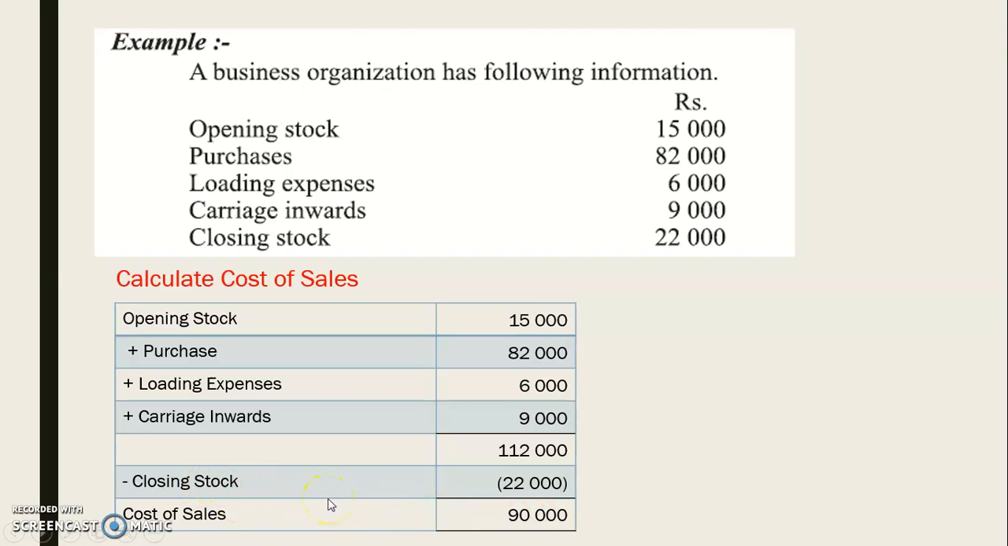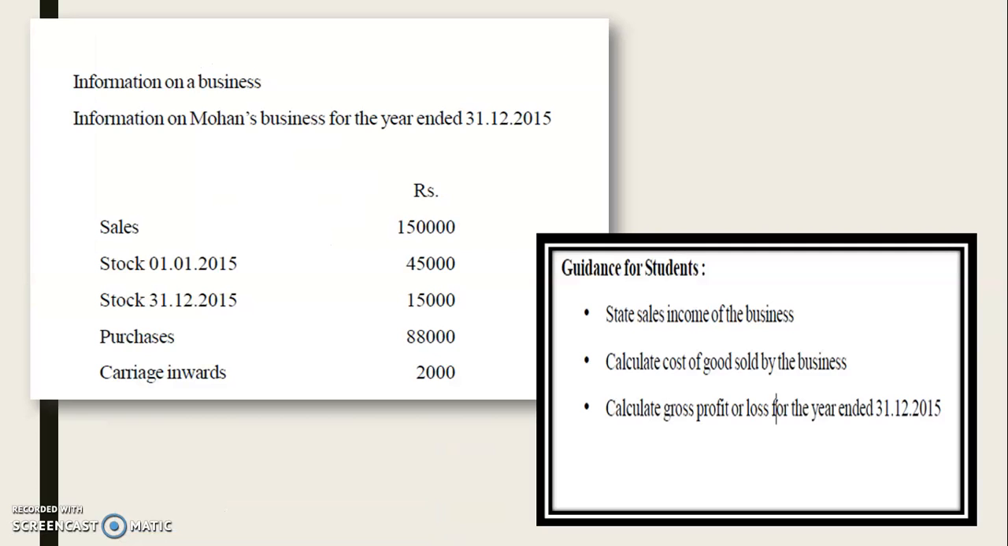Let me make it clear to you all here. When you calculate the cost of sales, we are calculating the cost that was incurred for the goods that were sold, not for the goods that are remaining, that is closing stock. We are calculating only for the goods that were sold. So that's why we have to minus closing stock from the opening stock and whatever we have purchased, because we want to find the calculation for the stock that was sold in between. Okay, so if you all have got this, you all can do this question.